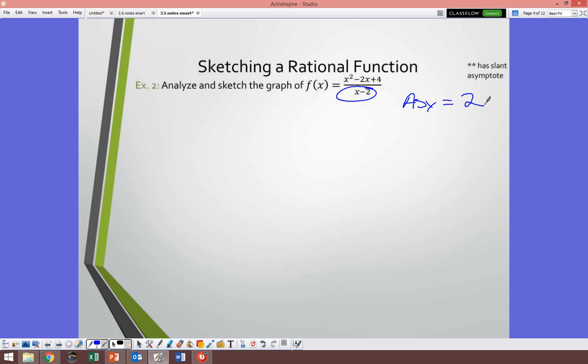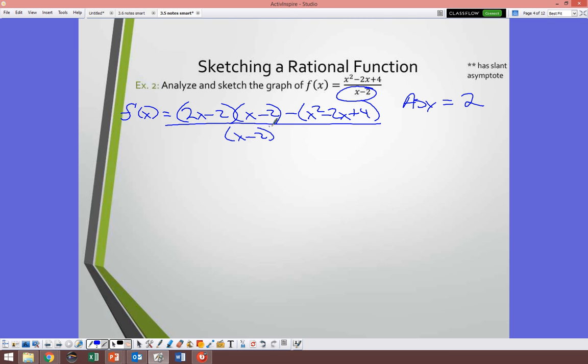Okay, let's take my first derivative. So f prime of x is 2x minus 2 times... I'm sorry, I don't know what I'm doing. You're thinking of L'Hopital. All right, so 2x minus 2 quantity x minus 2, minus 1, times x squared minus 2x plus 4, all over x minus 2 squared.